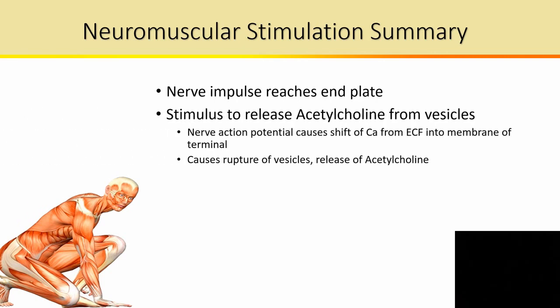At that point, there's a stimulus to release the acetylcholine from the vesicles. The acetylcholine that's stored in the vesicles is released into the synaptic cleft. That nerve action potential causes a shift of calcium from the extracellular fluid into the membrane of the terminal, which causes a rupture of the vesicles and the release of acetylcholine.